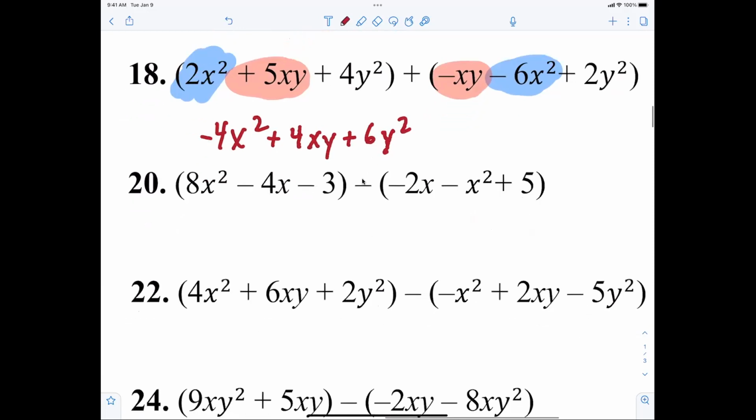So if I was asking you, that final answer, is it a monomial, binomial, trinomial, or polynomial? Trinomial. What's the degree of this term? 2. What's the degree of this term? 2. What's the degree of this term? So the degree overall is 2.